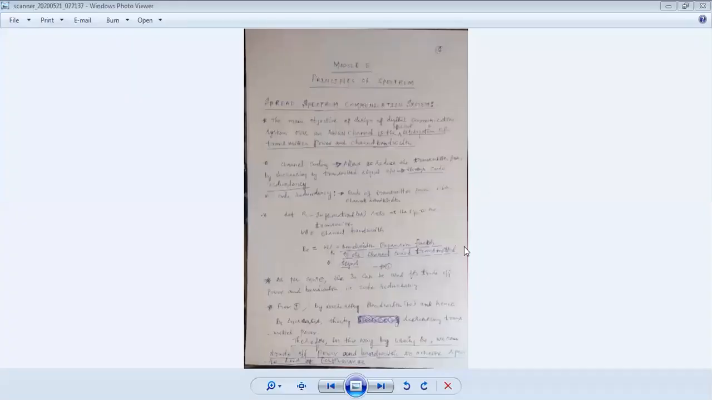Yeah, last class we completed Module 5. A quick brief of what we're talking about: the spread spectrum communication system. What is exactly spread spectrum?